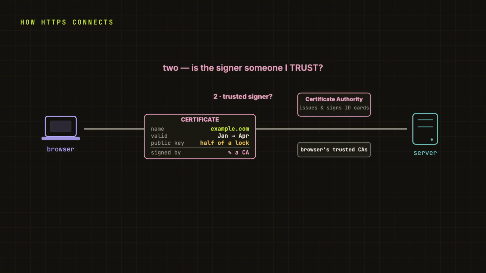Second, is this signature from someone I actually trust? Your browser and operating system ship with a built-in list of trusted CAs, a trusted store. This CA is on the list, so the browser believes it. If the ID card is signed by someone it has never heard of, it stops.